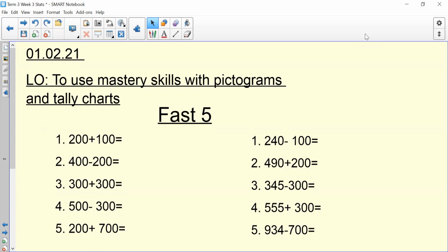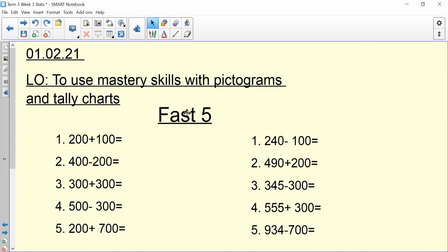So the date is the 1st of the 2nd, 21, and your learning objective today is to use mastery skills with pictograms and tally charts. This is your last lesson looking at this type of data represented by pictograms and tally charts. Tomorrow we will be moving on to bar charts. Already last week you have shown your fluency and your problem solving. So today you're going to show your mastery skills, which means you have a really good understanding of pictograms and tally charts. But before we get into that, let's do our fast five.